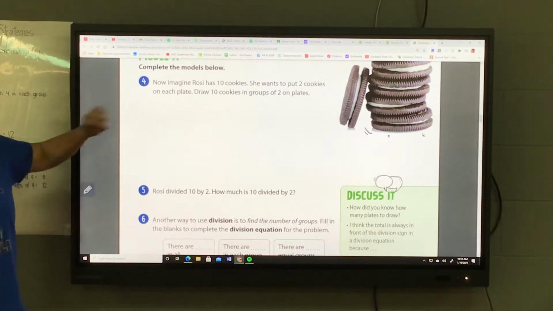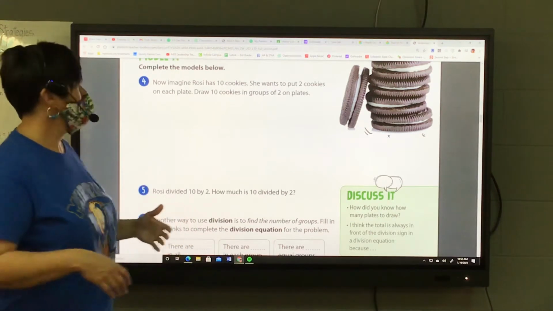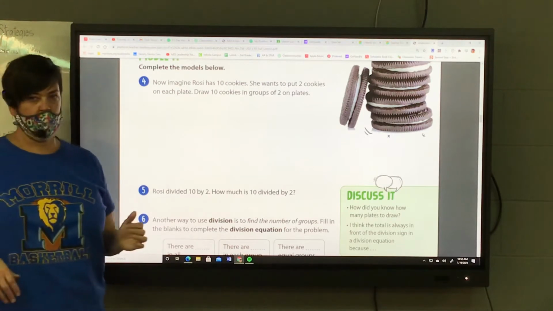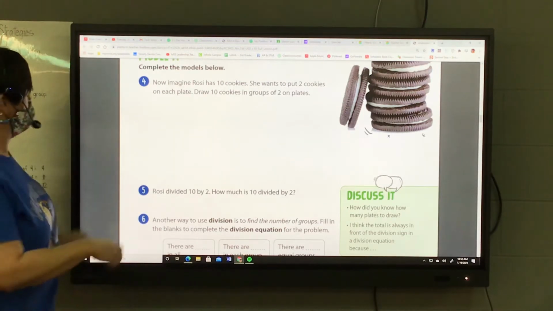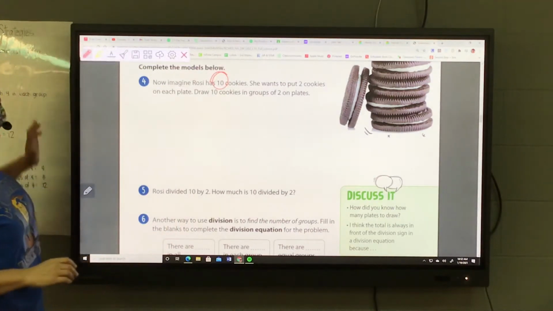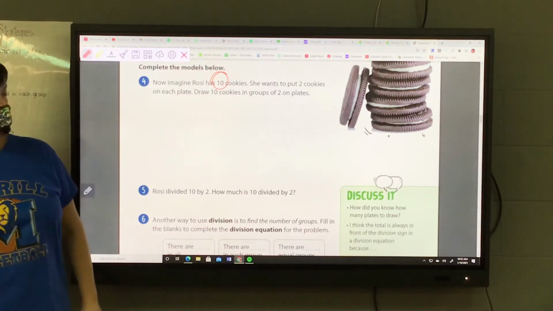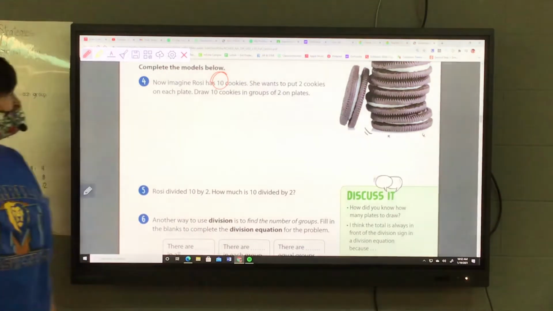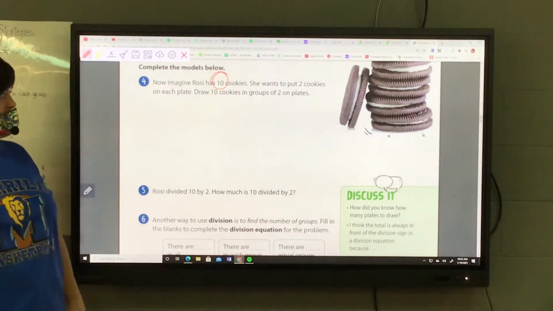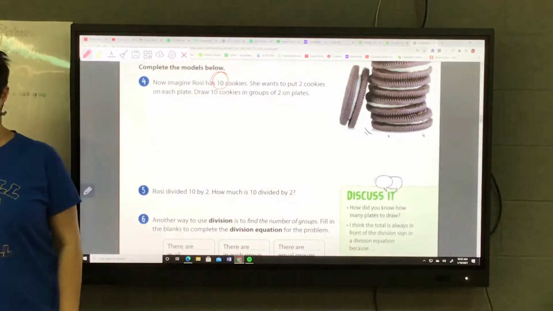Okay, so now imagine Rosie has how many cookies? 10. Is that important to know? Yes. Should we circle it? Yeah. Okay. Rosie has 10 cookies. Read this with me. She wants to put 2 cookies on each plate. Draw 10 cookies in groups of 2 on plates.